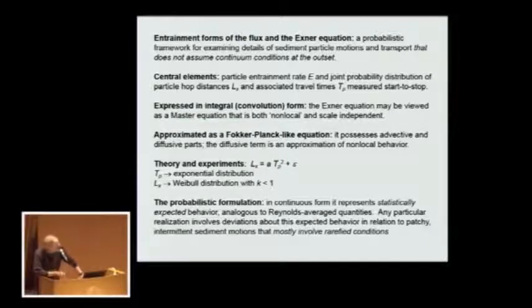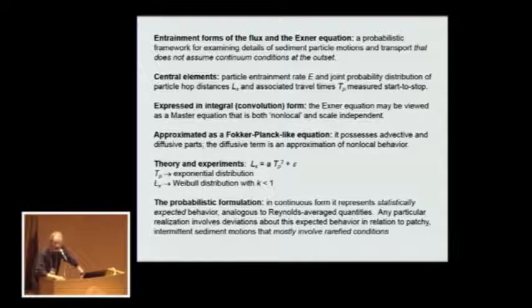We can approximate this as a Fokker-Planck-like equation, which possesses advective and diffusive parts, and indeed the ideas of advection and diffusion fundamentally are probabilistic constructs. The diffusive term is actually an approximation of the non-local behavior. Theory and experiment suggest that the expected hop distance goes as the square of the travel time, and that's dimensionally sound. There is a stochastic term that is involved.